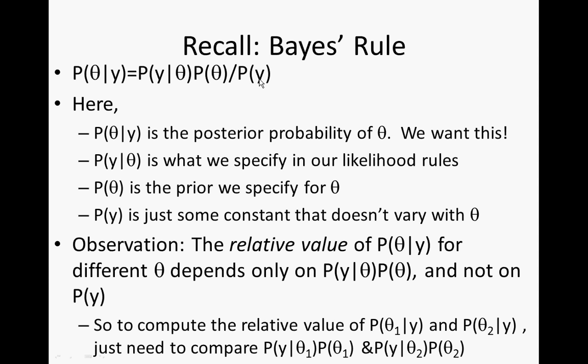To put it another way, to compute the relative value of two parameter vectors, theta 1 and theta 2, all we have to do is compute the value of this sub-expression here. That is, this one versus that one. 1 over P of y is multiplied by both, it's a normalizing constant in front of both. We don't have to worry about its particular value.